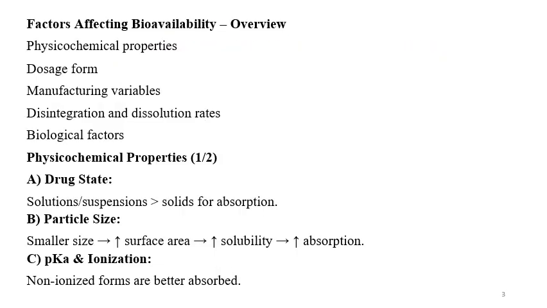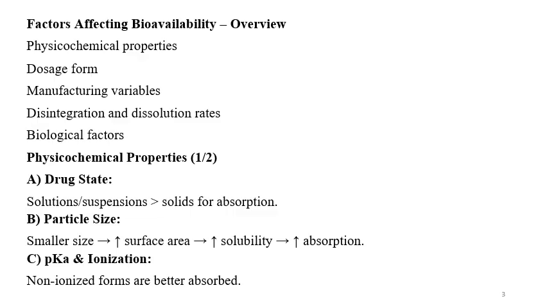Factors affecting bioavailability. Many factors are there. These factors you can categorize as related to the API, related to formulation, related to the pharmacokinetics, and related to the physiology. Factors affecting bioavailability are physicochemical properties of the drug, dosage form, manufacturing variables, and, if it is an oral formulation, disintegration and dissolution rates, and biological factors.